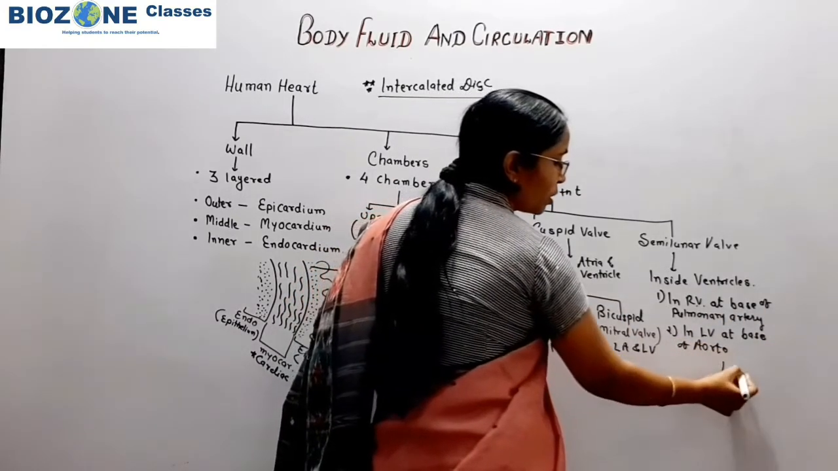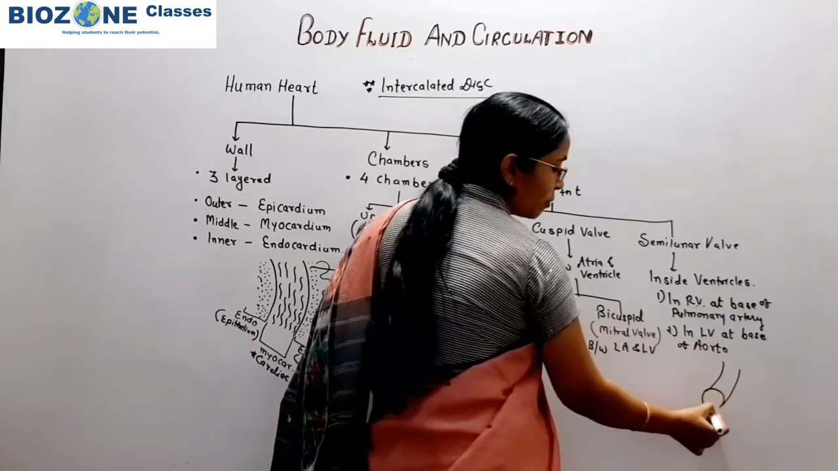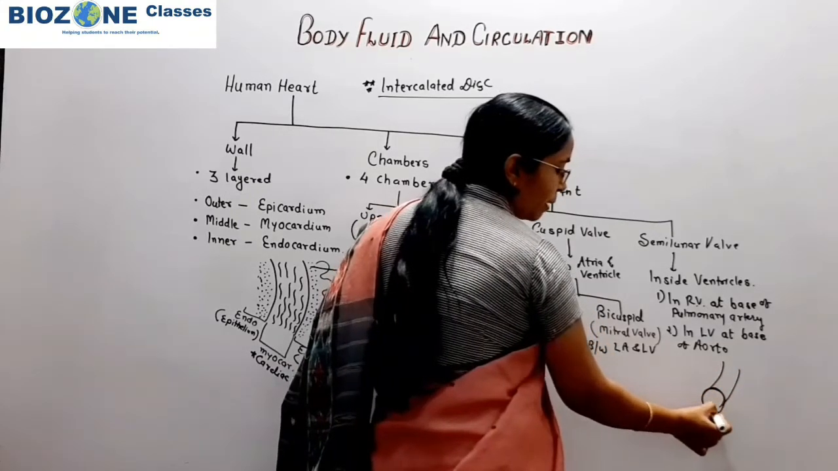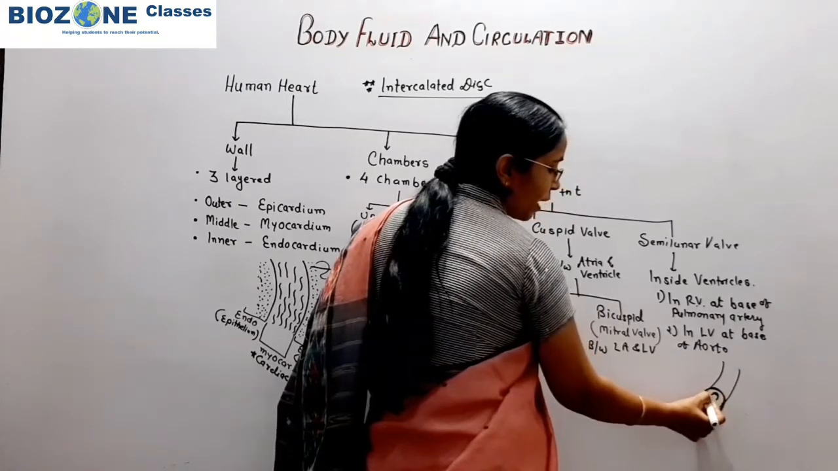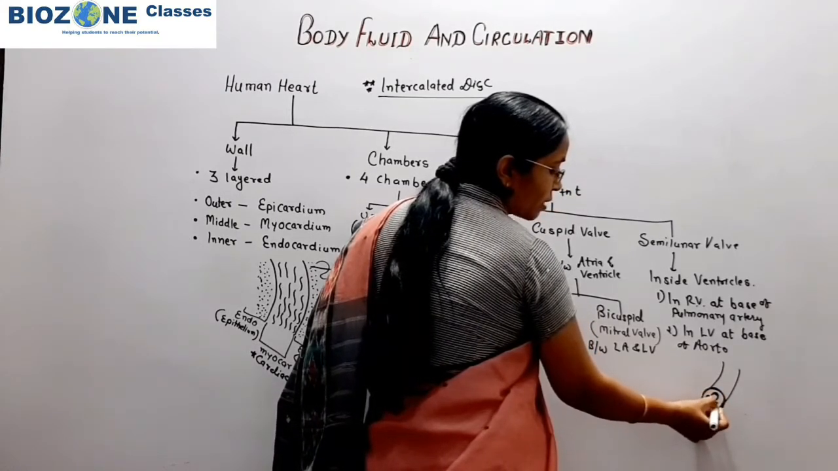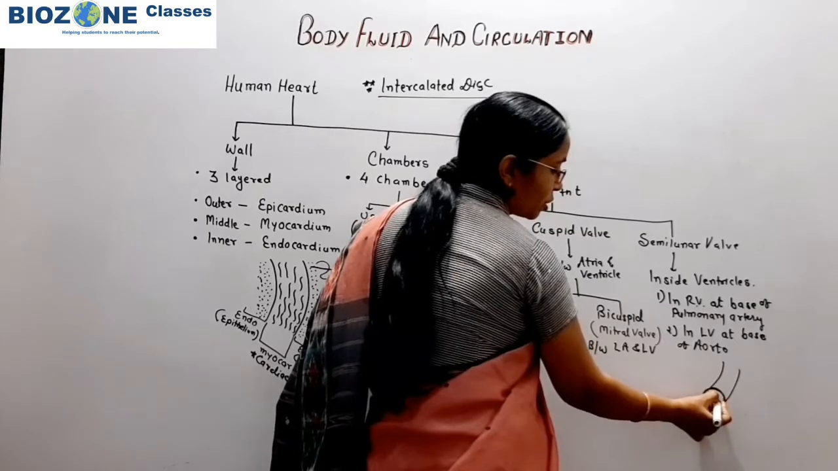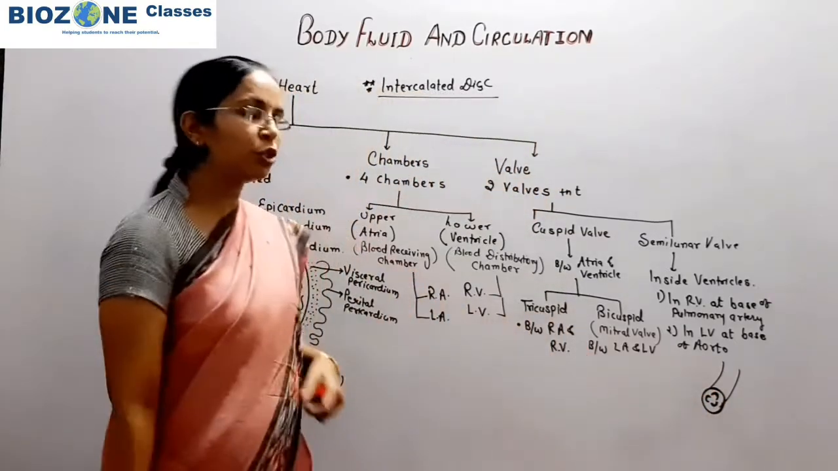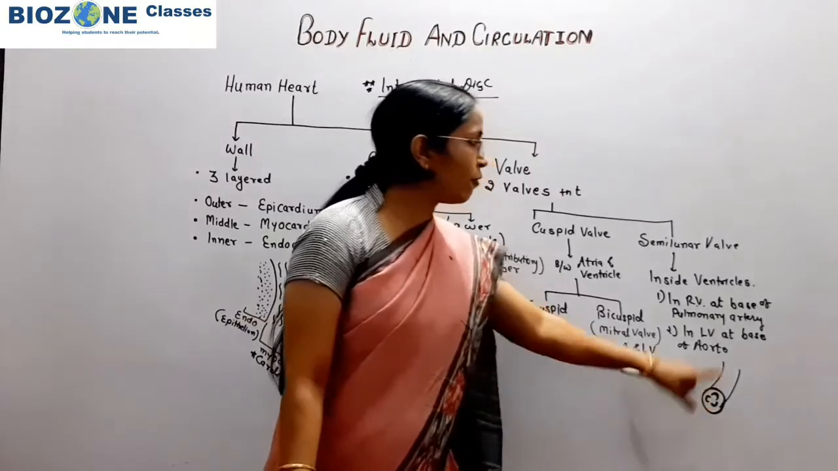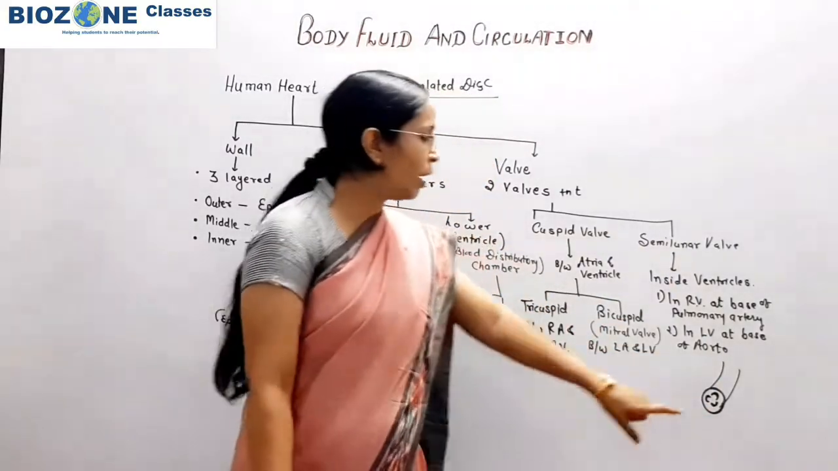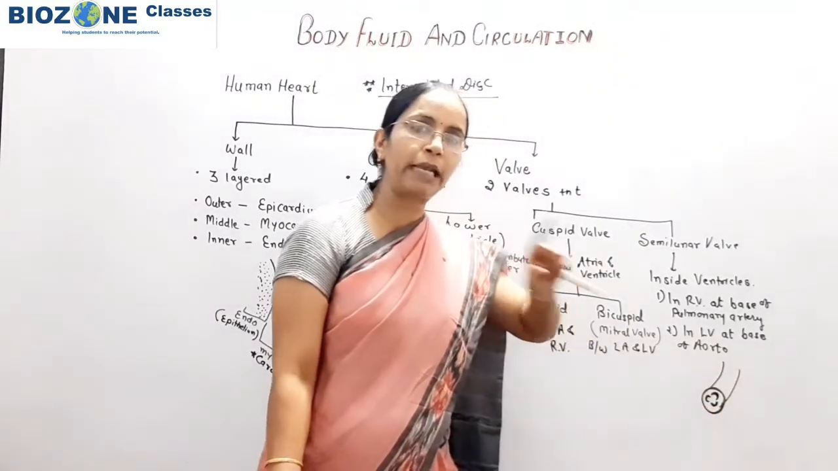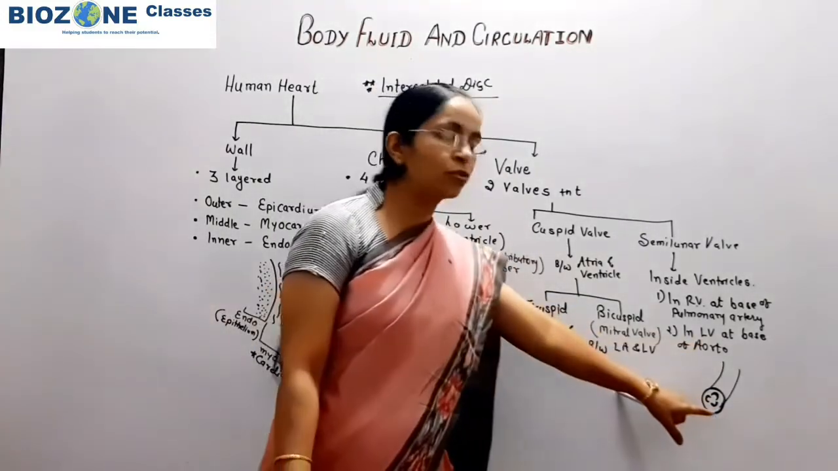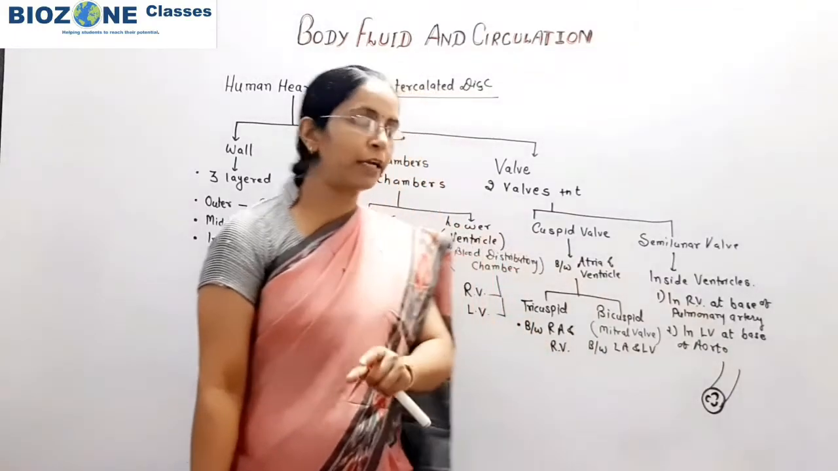When we study about the semilunar valve, you remember semilunar valves are made up of three flap-like structures. These three flaps are present as half moon shaped structures. So these three half moon shaped flaps combinedly form one semilunar valve, and such kinds of valves are present at the base of aorta in left ventricle and at the base of pulmonary artery in right ventricle.